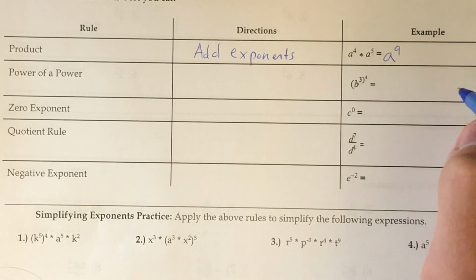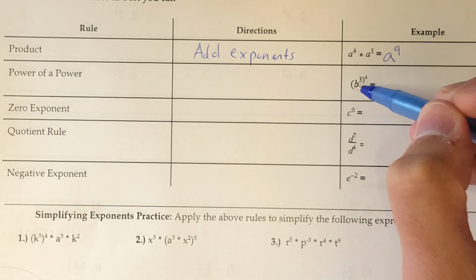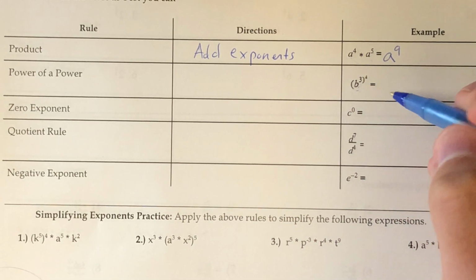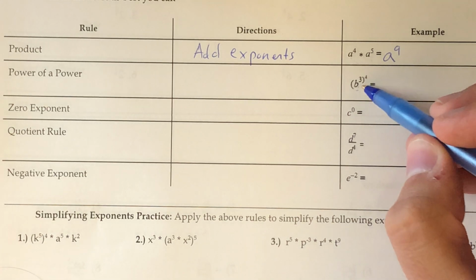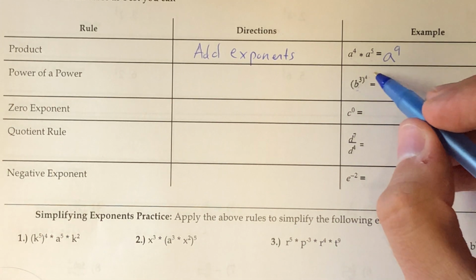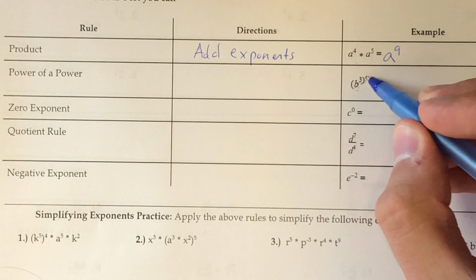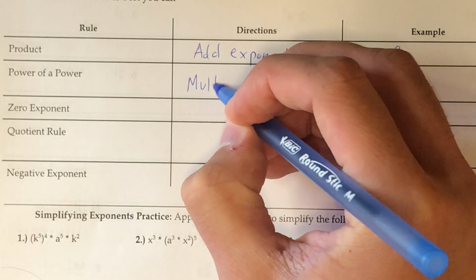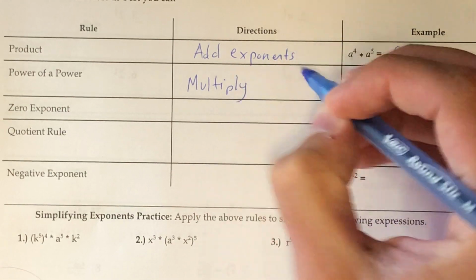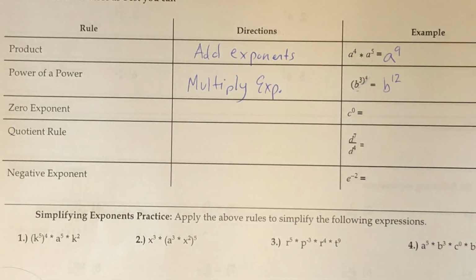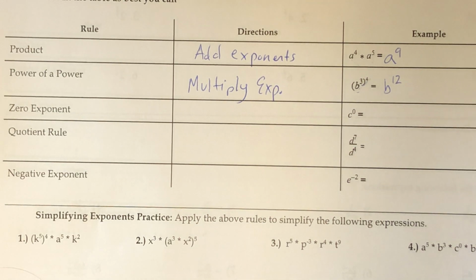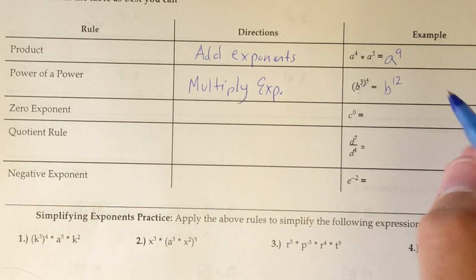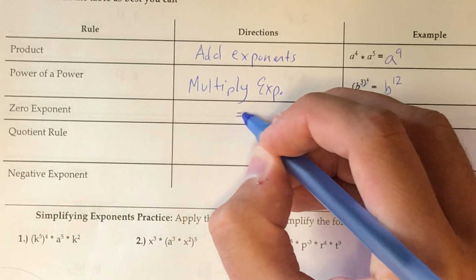The power of a power rule is when you have a base, a variable or a number, to a power to another power. So this is b to the third to the fourth, so we multiply those together. 3 times 4 gives us 12. So when you have a power of a power, you multiply exponents. Next is the zero exponent rule, something to the power of 0. Anything to the power of 0 just equals 1.